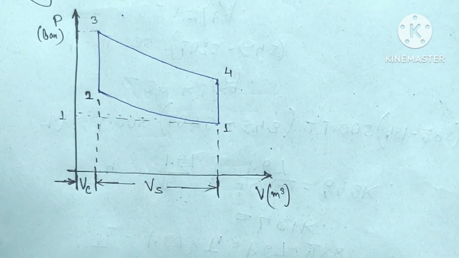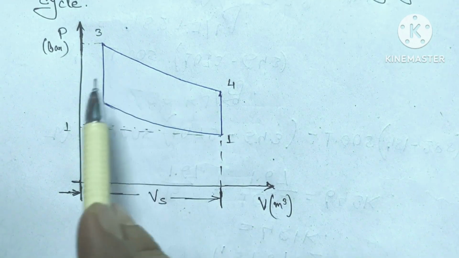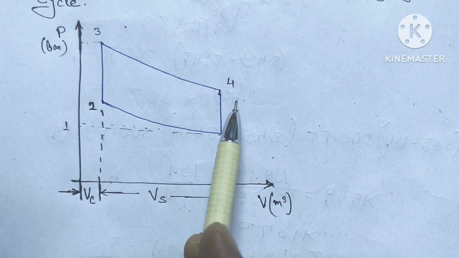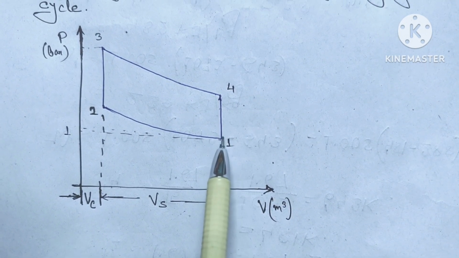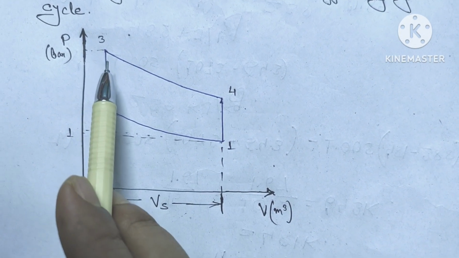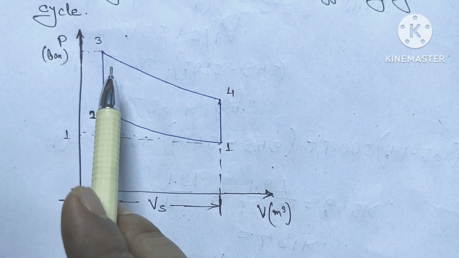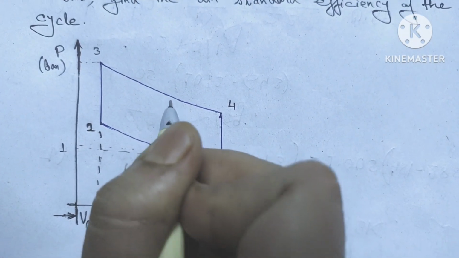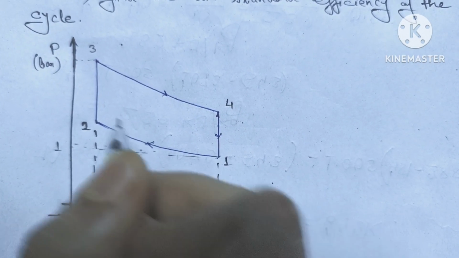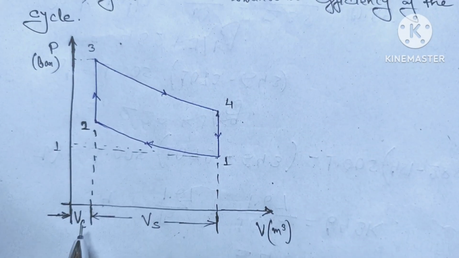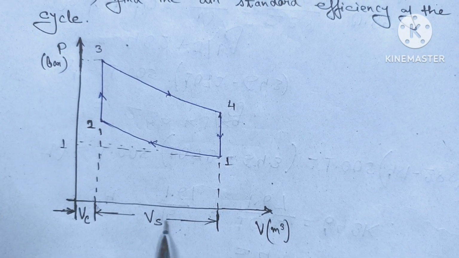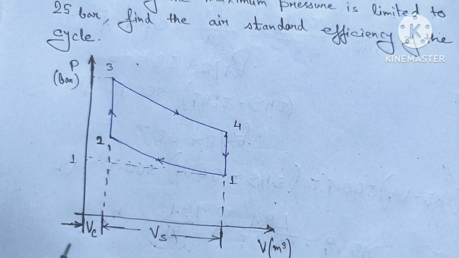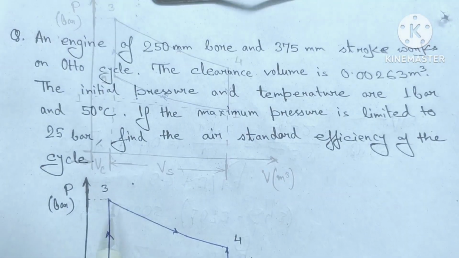So as the engine works on Otto cycle, this is the PV diagram for the Otto cycle, where processes 1 to 2 and 3 to 4 are the adiabatic processes, and processes 4 to 1 and 2 to 3 are the constant volume processes. So just let me give this arrow. Now this VC is the clearance volume and VS is the swept volume. So now let me write the given part.